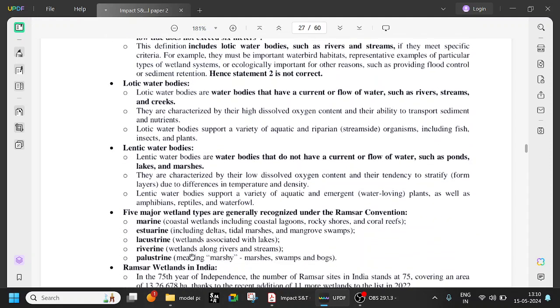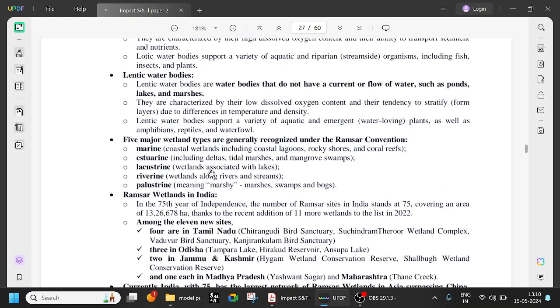Now what is lentic? Lentic water bodies are water bodies that do not have a current or flow of water, such as ponds, lakes, marshes. They are characterized by low oxygen and the tendency to stratify, form layers due to differences in temperature. Lentic water bodies support a variety of aquatic and emergent water-loving plants as well as amphibians, reptiles, and waterfowl. So lentic is stagnant, lotic is flowing. There are five major wetland types that are generally recognized.